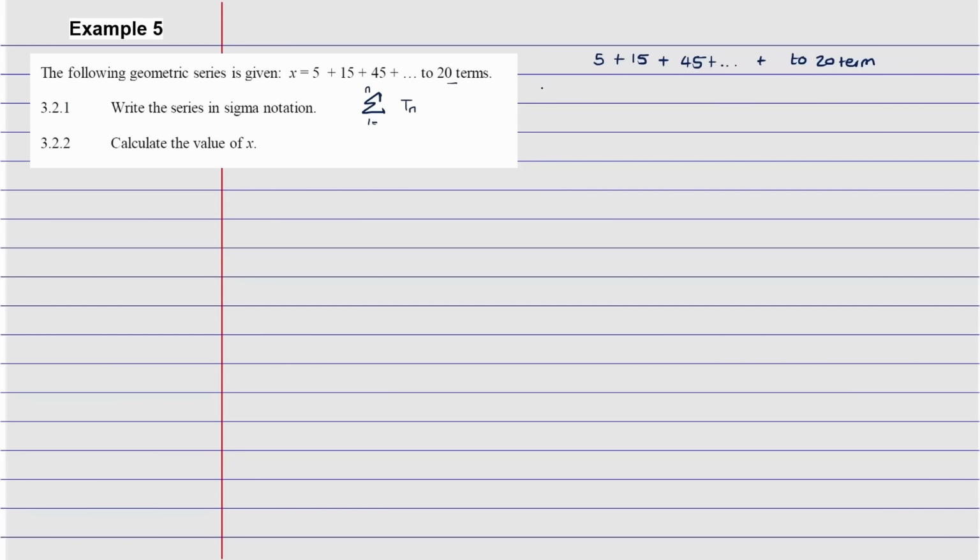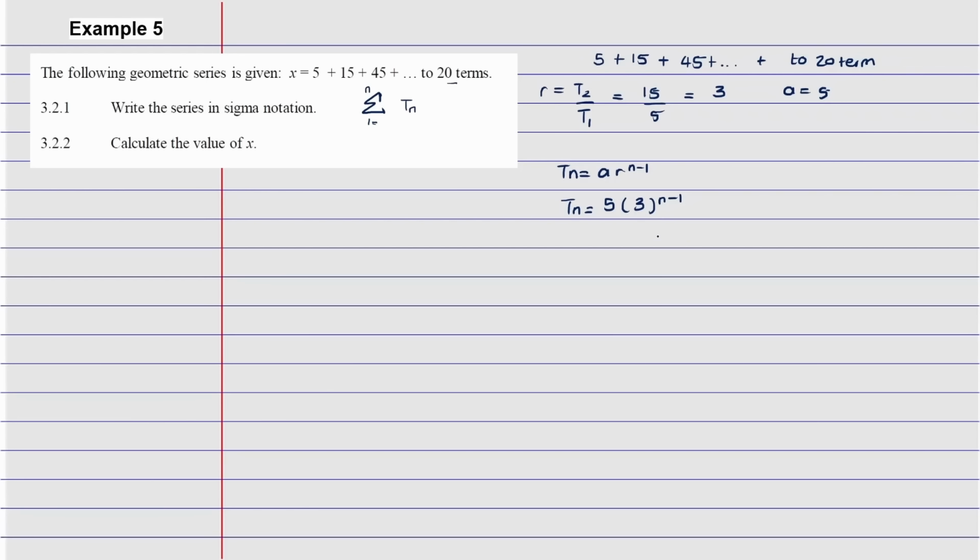So first we need a and r. So r is going to be T2 divided by T1, which is 15 divided by 5. When you punch that into the calculator, you get that r is equal to 3. Then we know that a is equal to 5. So our Tn, remember that the formula is a times r to the power n minus 1. So therefore Tn is going to be 5 times 3 to the power n minus 1.